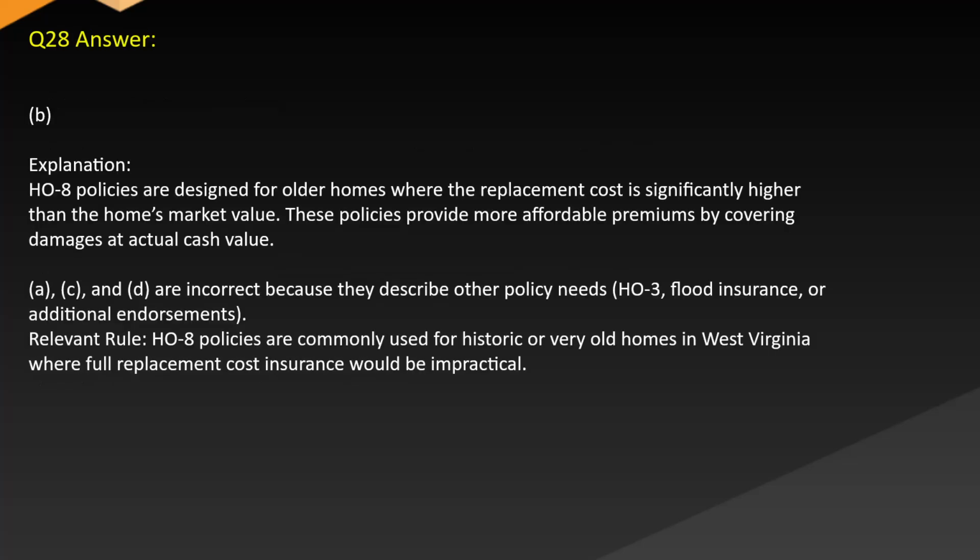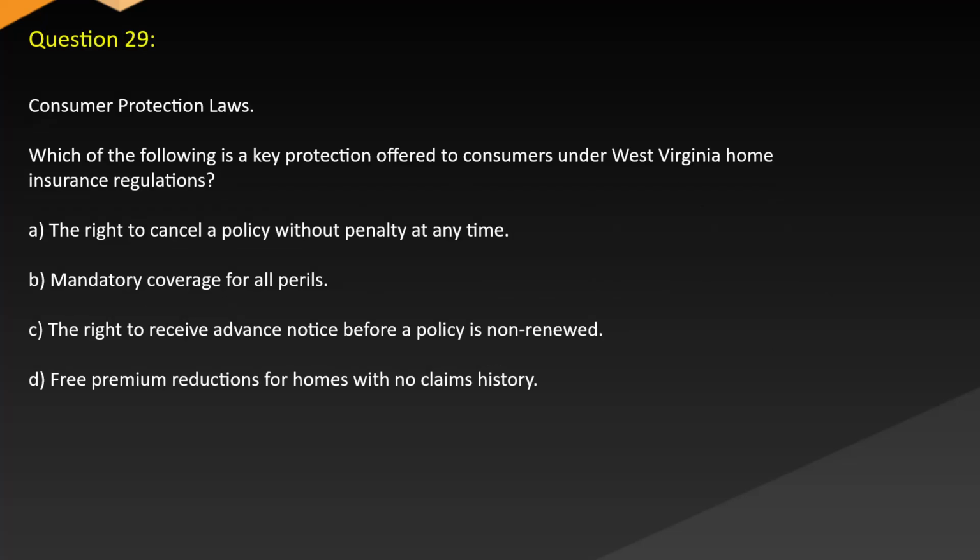Answer B. Explanation. HO-8 policies are designed for older homes where the replacement cost is significantly higher than the home's market value. These policies provide more affordable premiums by covering damages at actual cash value. A, C, and D are incorrect because they describe other policy needs, such as HO-3, flood insurance, or additional endorsements. Relevant rule: HO-8 policies are commonly used for historic or very old homes in West Virginia where full replacement cost insurance would be impractical.